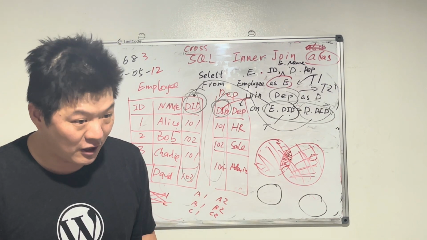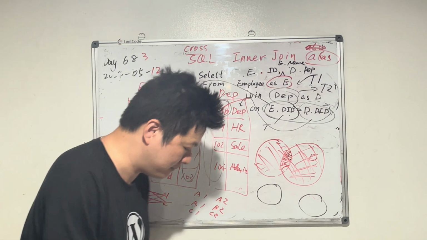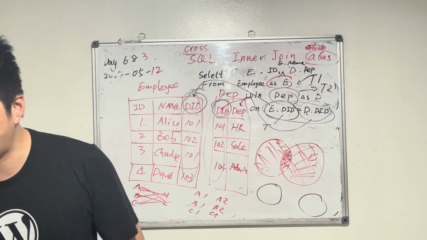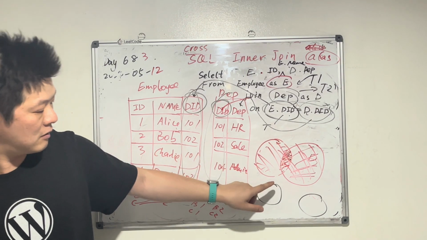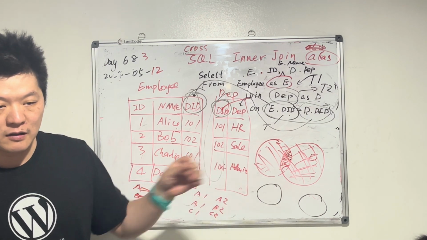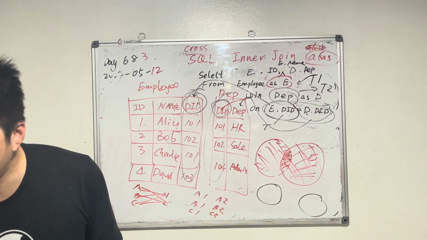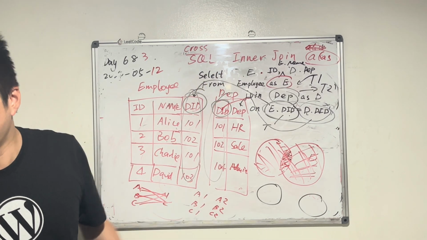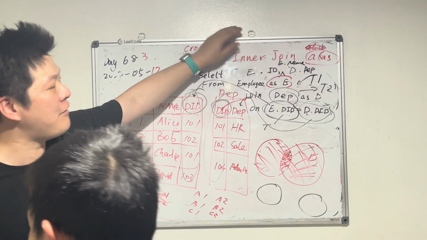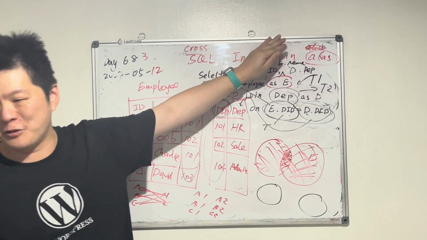So what have you learned today? We learned about the Venn diagram, about the employee and the department example. We learned about joining: inner join, or just join. If we don't specify inner and just specify join, it's an inner join.